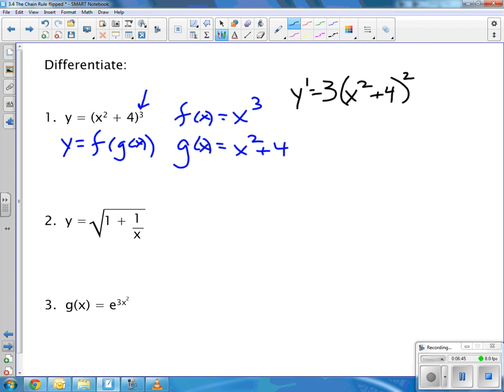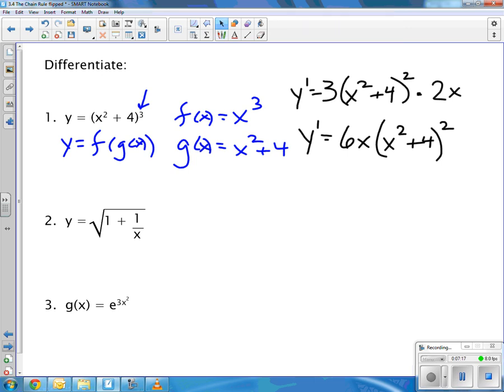I put that g of x function back in there, but the rest is just the derivative of that polynomial. Now I'm going to multiply that by g prime of x, which is 2x plus 0. So I'm just going to write 2x. Rewrite this in the end. So I have 3 times the 2x, which I'm just going to write as 6x, and then that's multiplied by (x squared plus 4) squared, which I'm going to leave as is.